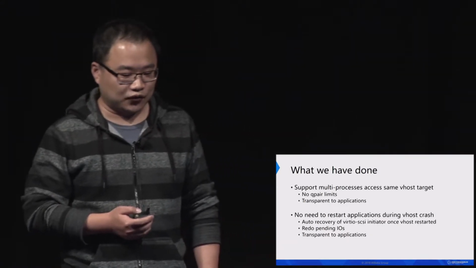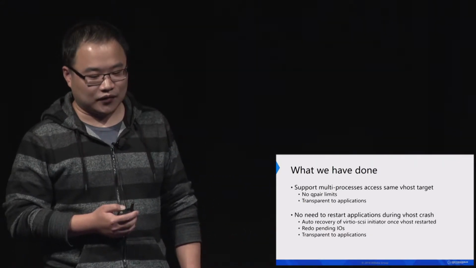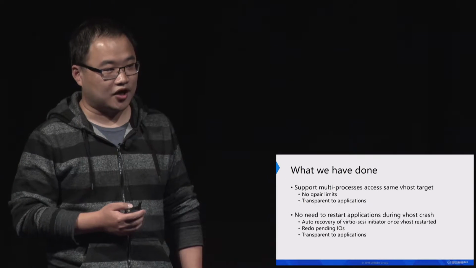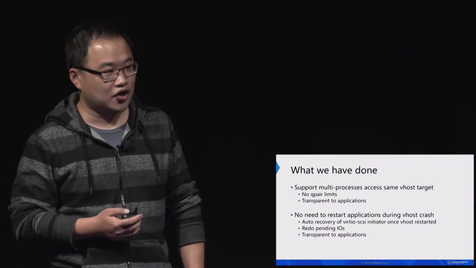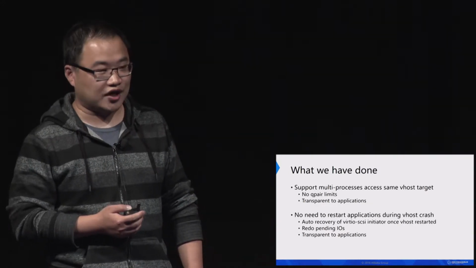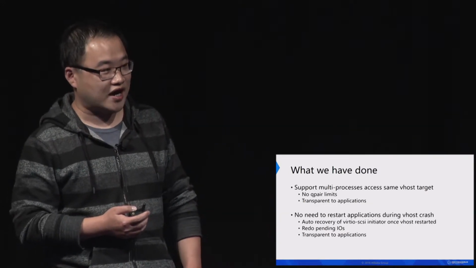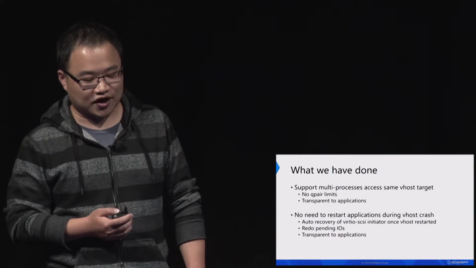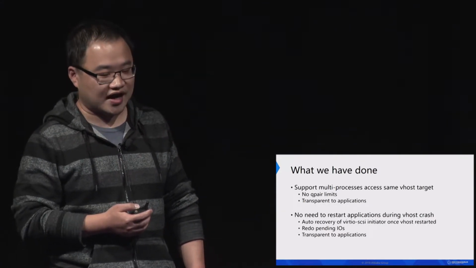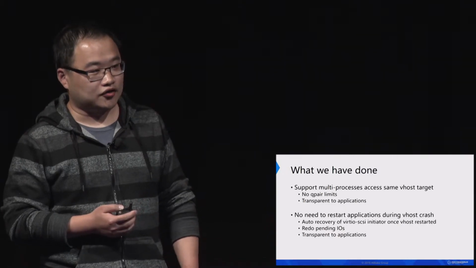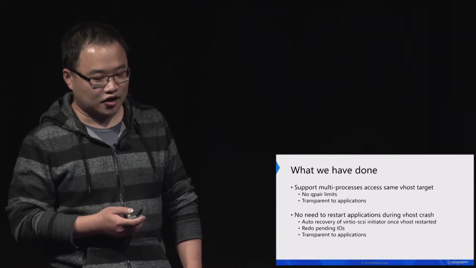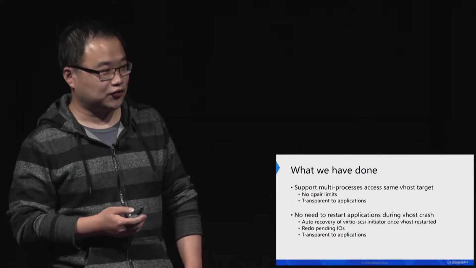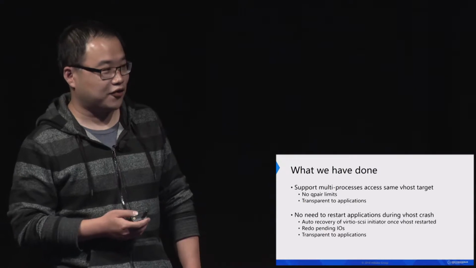The second one, we add an auto recovery mechanism on the SCSI initiator side. So once the vhost crashes, we can detect the crash, and when the vhost restarts, we can re-establish the connection with the vhost, rebuild the virtio queue and resend the pending IO. So all of this is transparent to the applications.